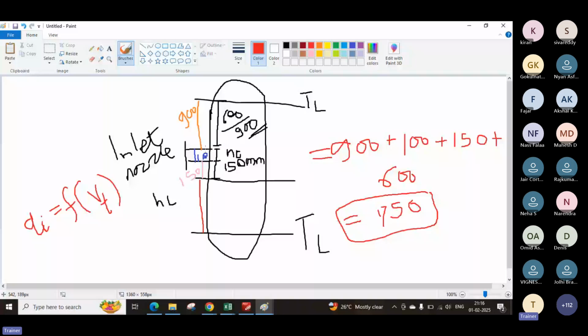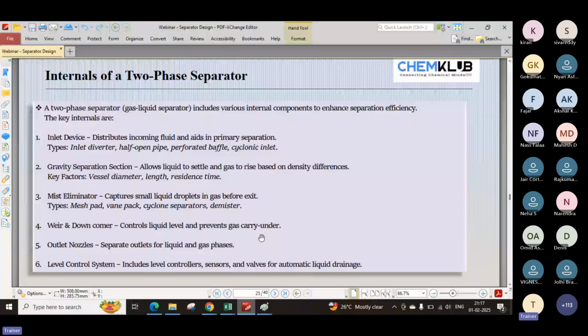Then some companies, if you have a demister pad or others, consider 600 mm, or if it is not there, they consider 900 mm, or generally some companies directly consider 600 mm irrespective of whether the inlet or separating device is available or not. So summing up all this will give you the total length of a separator. Clear?